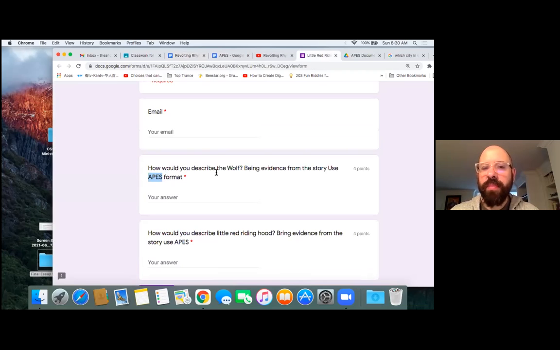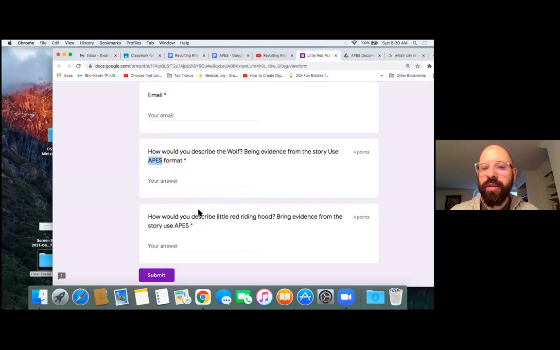How do you describe the wolf? Bring evidence from the story. Use this APES. How do you describe Little Red Riding Hood? Bring evidence from the story. Use APES. A lot of what we do in this class is we learn about characters. We learn how to understand them. We learn all the hints which the writer puts in the story about characters.